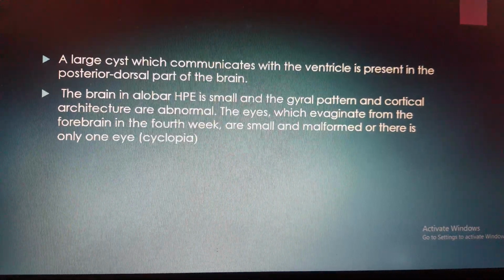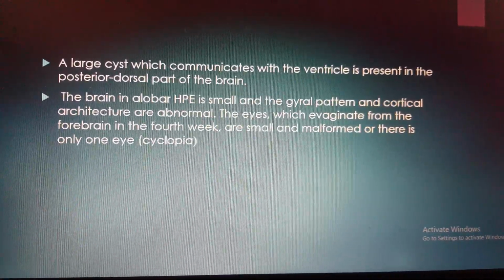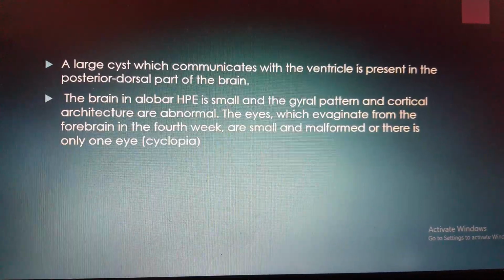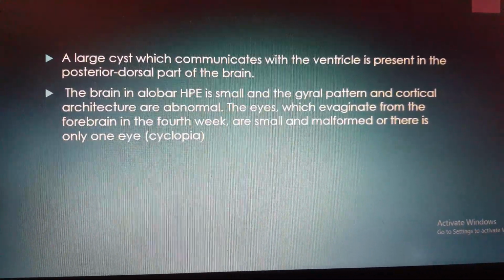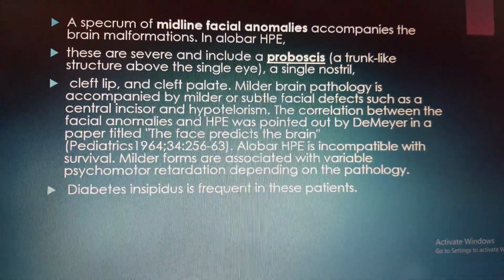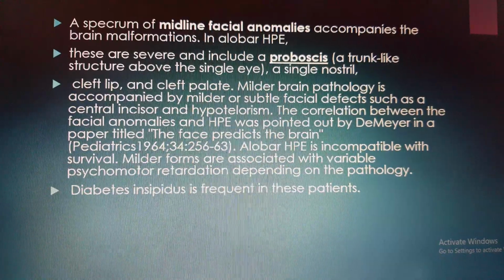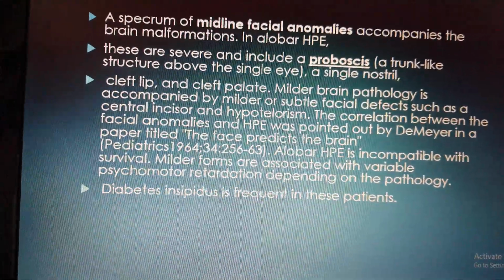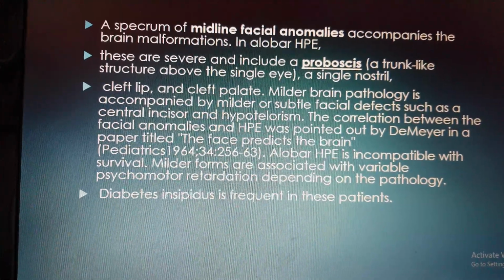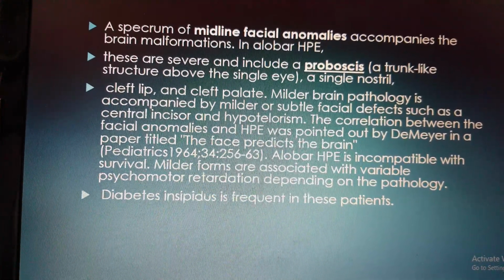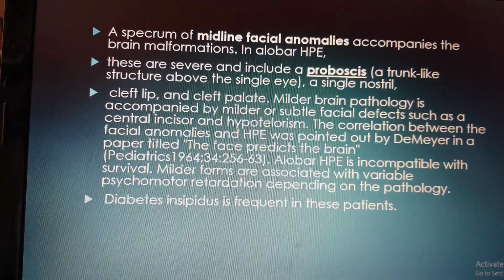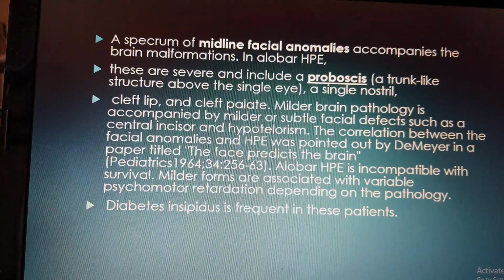The eyes, which evaginate from the forebrain in the 4th week, are small and malformed, or there is only one eye, cyclopia, or a cyclop. And you will notice the nose above this single eye. A spectrum of midline facial anomalies accompanies the brain malformations in alobar holoprosencephaly. These are severe and include a proboscis, a trunk-like structure above the single eye, a single nostril, cleft lip, and cleft palate. Milder brain pathology is accompanied by milder or subtle facial defects, such as a single central incisor and hypotelorism.